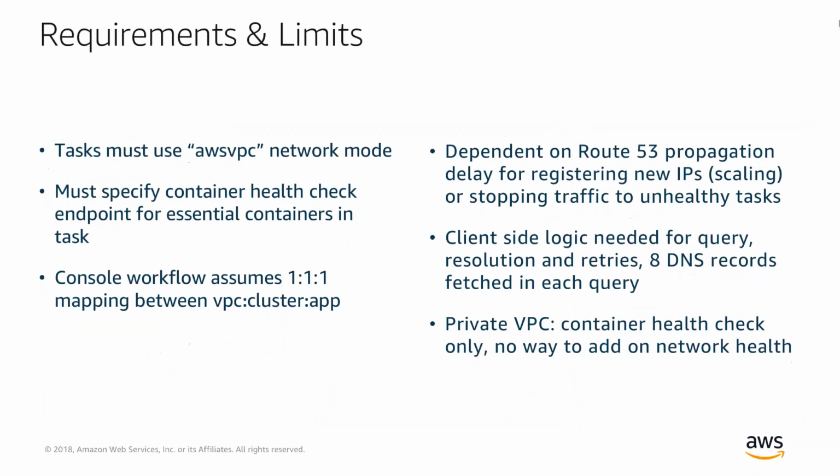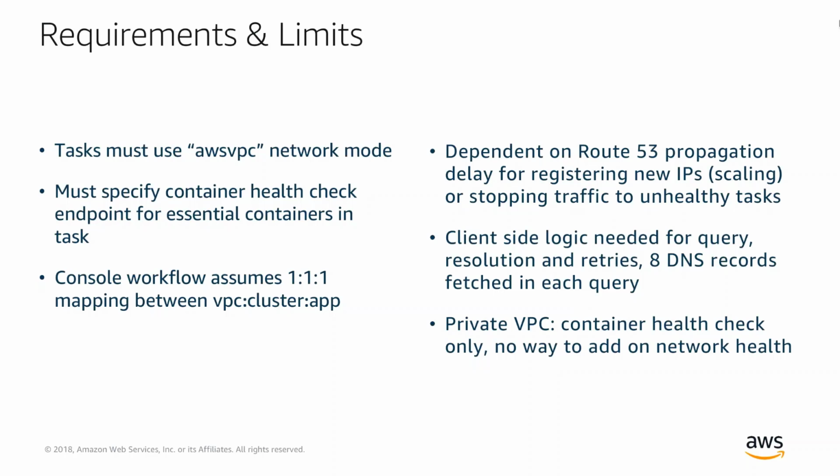So in using the system, it's important to consider some of the requirements and limits of ECS service discovery. The first limit is that any task that's using service discovery must use AWS VPC network mode. This is an important limitation because AWS VPC network mode also limits how many tasks can be placed on an instance that are using it. There is a limit to the number of Elastic Network interfaces that can be attached to an individual instance, and that limit then becomes also the limit of the number of service discovery tasks on that instance.